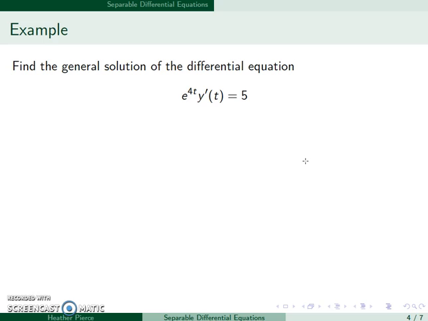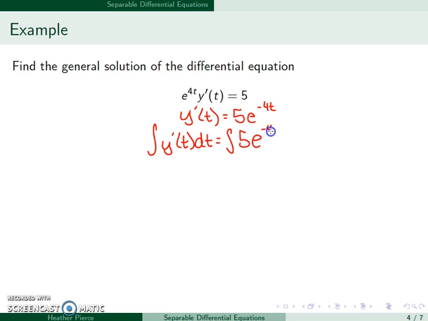So let's find this general solution. We can see that this involves a t, so it needs to be moved to the other side. So I have that y prime of t is 5 e to the minus 4t. We can then integrate y prime of t dt equal to the integral of 5 e to the minus 4t dt.